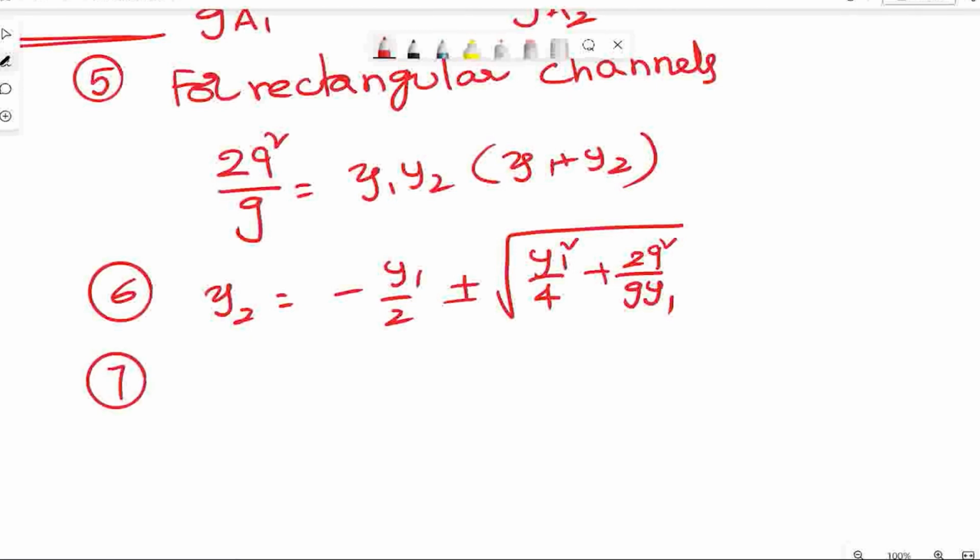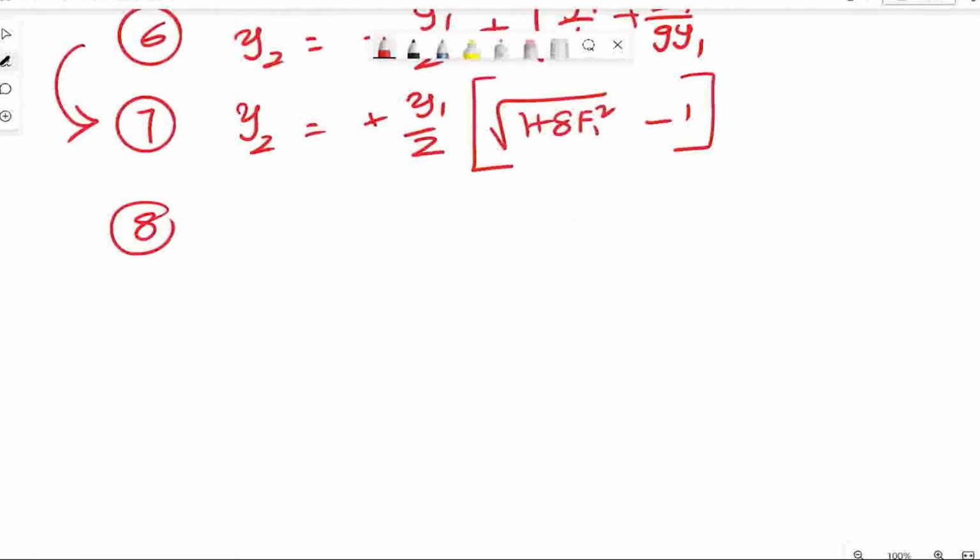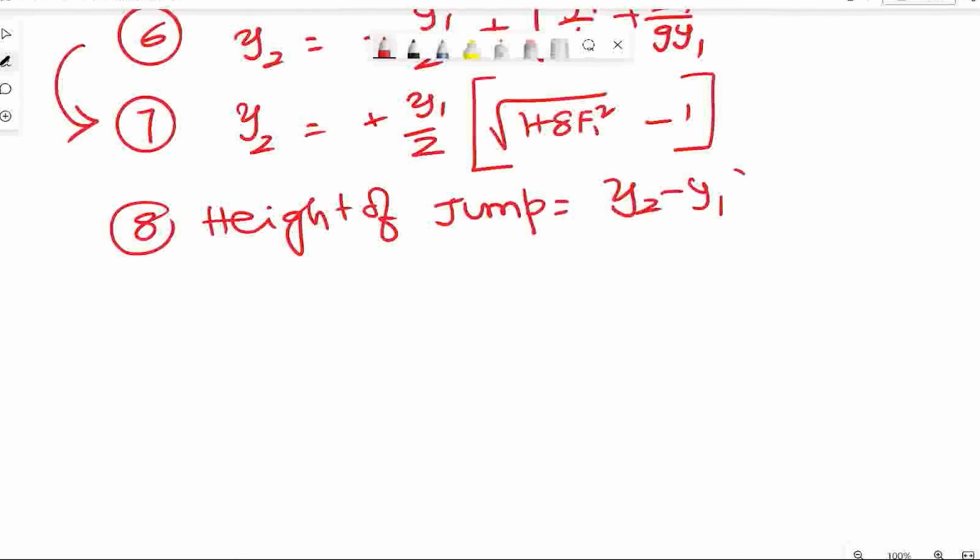Then the next, seventh. In terms of Froude number I can write y2 is equal to y1 by 2 into square root of 1 plus 8 F1 square minus 1. Basically it is not minus, just into, because the minus I removed. This is the next equation. The same equation I wrote in terms of the Froude number of the incoming flow. Then what is the height of jump? Height of jump is equal to y2 minus y1.